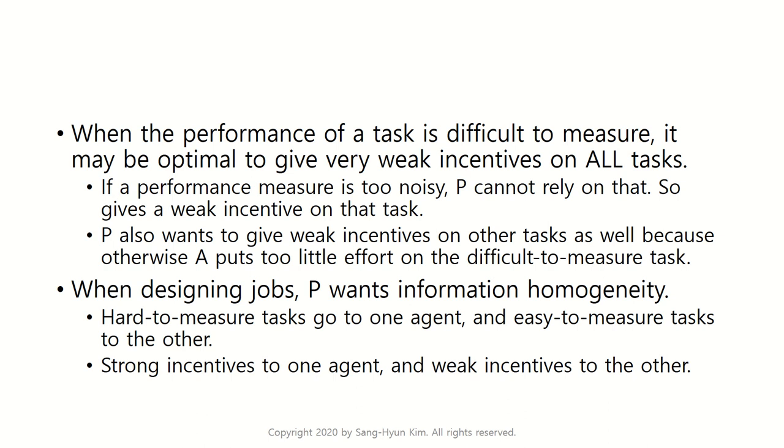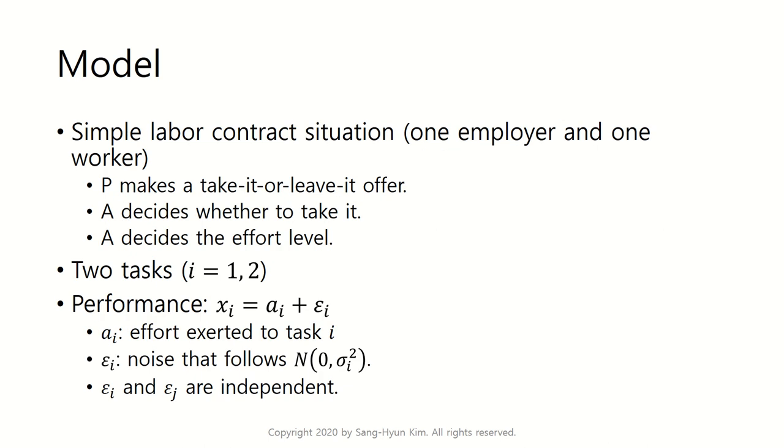So the first question is positive, the other is normative. The first question is that we want to know why in reality incentive contracts are not ubiquitously used. The normative question is, in designing a job, what do we have to consider? How can we design an optimal job? Okay, then let's move on to the model.